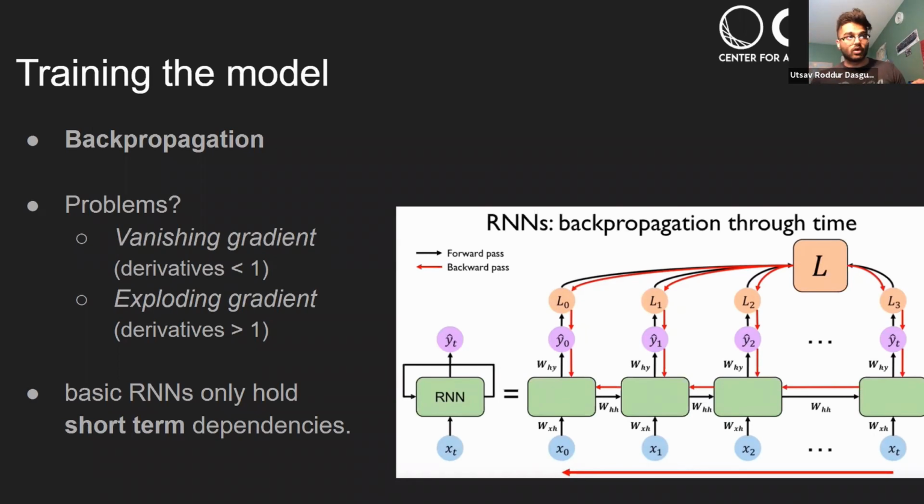The opposite is when the derivative is greater than 1, so that you keep multiplying and getting a greater and greater gradient until it just explodes, and that's just not helpful for training.